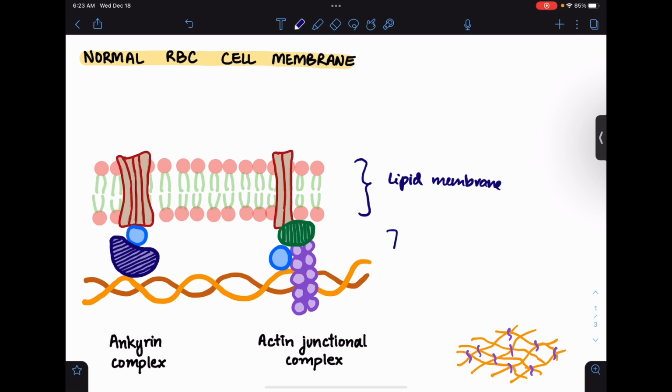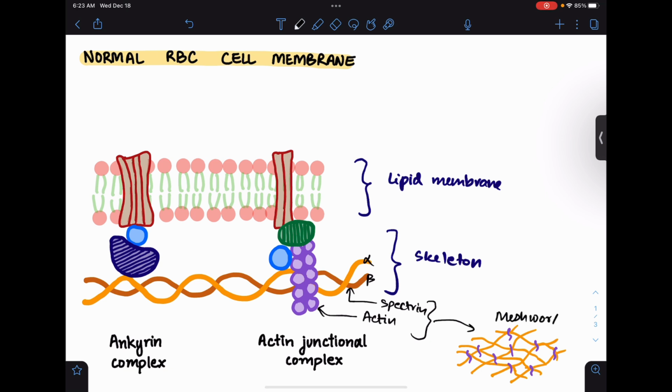Normal red blood cell membrane comprises a lipid membrane and an underlying skeleton, which is made up of proteins. The underlying skeleton is made up of the proteins actin and spectrin, which is a worm-like protein made up of two chains, alpha and beta, and these two combine to form a meshwork, which is the underlying cytoskeleton.